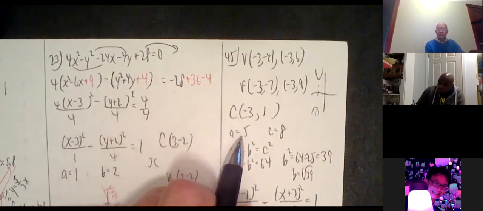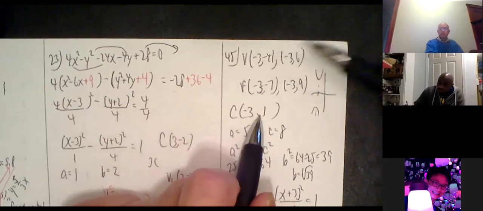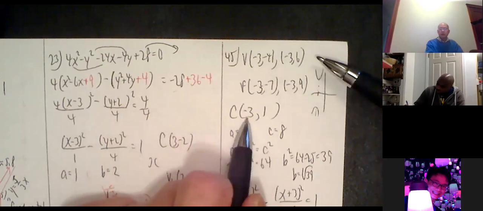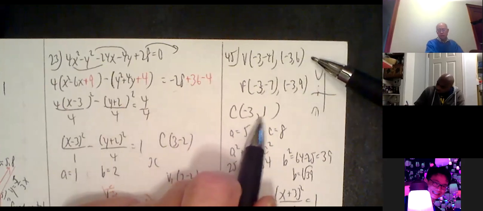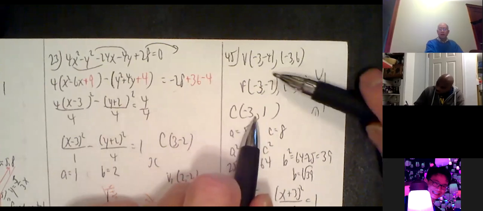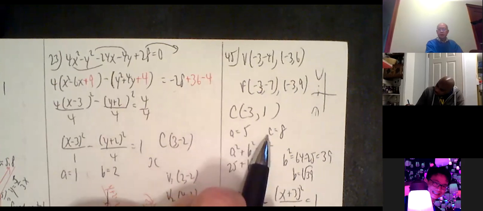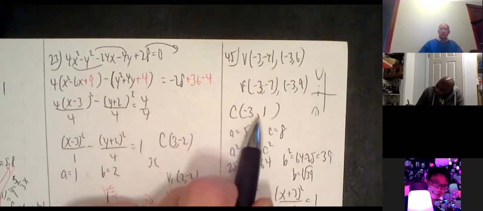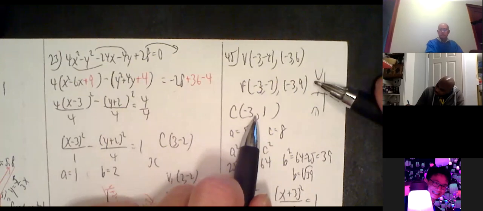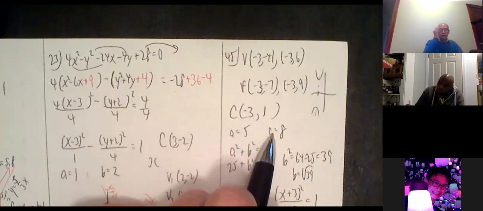Now, a is 5. How do I know that? Distance from the center to either vertex. So how far is it from -3, 1 to -3, 6? 5 units. Or how far is it from -3, 1 to -3, -4? 5 units. That confirms it. Same thing for the focal distance. I claim it's 8. Okay, how far is it from 1 to 9? 8. And likewise, how far is it from 1 to -7? Also 8. So c is 8.